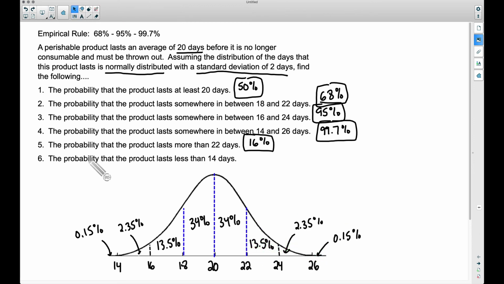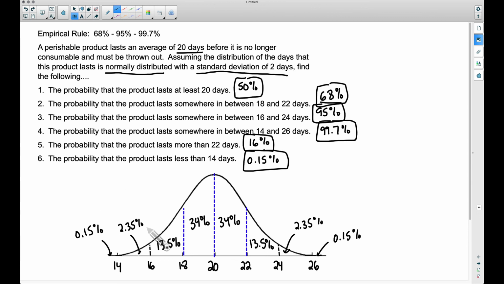And now finally, this last one here, the probability that the product lasts less than 14 days. So we're talking about just this little itty bitty spot over here, less than 14 days. That is this single section that we have right here. So we have not even a 1% chance. Basically what this is saying is that, given that the average shelf life is 20 days with a standard deviation of 2 days, it's very unlikely that it's going to last less than 14 days, roughly a 0.15% chance. And there you have it, 6 examples breaking down the empirical rule, taking that 68, 95, 99.7.